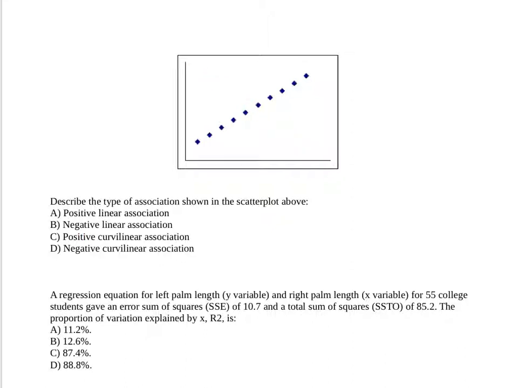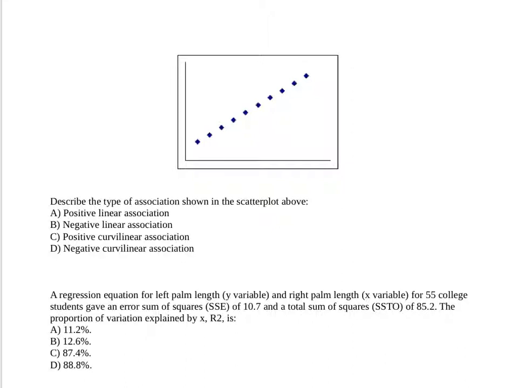Now a positive curvilinear association is what I was alluding to before. It's any kind of positive association that doesn't follow a line, but follows a curve somehow. You see what I mean? I'm trying to draw these with my little laser pointer as best I can. Negative curvilinear association, similar deal. It's going to go down, but it's not going to follow a straight line. It'll look like one of these kind of curves, essentially.